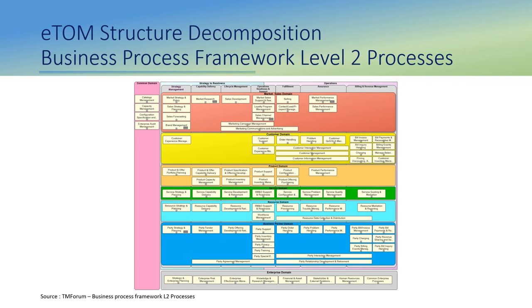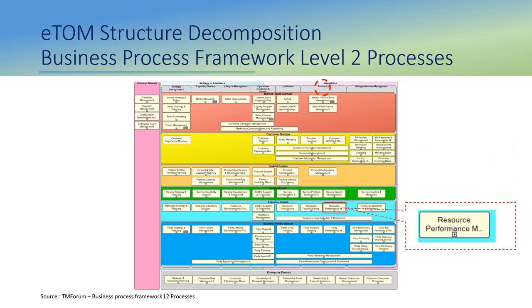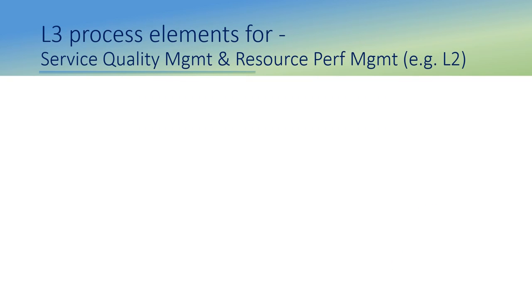Level 2 provides further decomposition of level 1 groupings, and helps define processes within the group. For example, in service domain, one of the L2 assurance processes is service quality management. Similarly, in resource domain, we have resource performance management. Next is the level of decomposition of L2 processes into sub-processes.